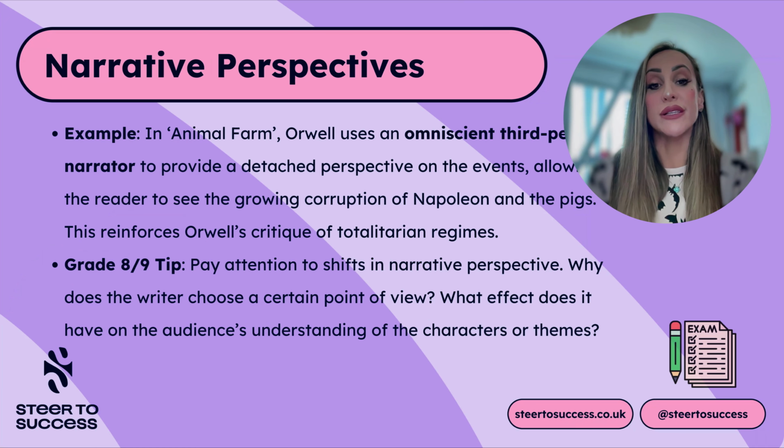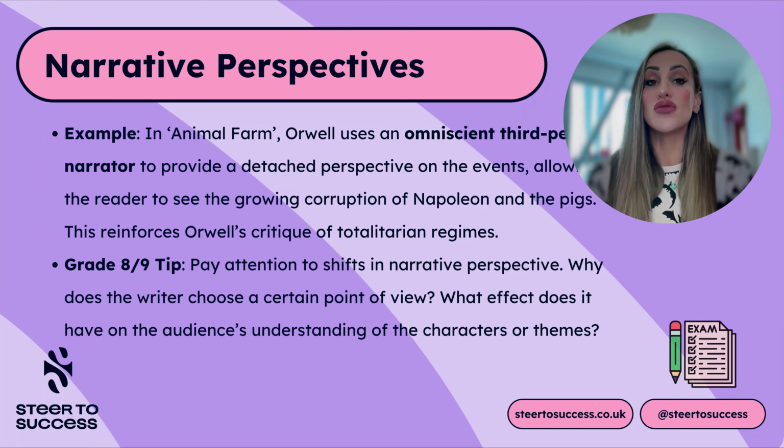So Orwell uses an omniscient third-person narrator, omniscient meaning all-knowing, to provide a detached perspective on the event. So the narrator seems to know everything but is outside the story. And this allows the reader to see the growing corruption of Napoleon and the pigs. And this reinforces Orwell's critique of totalitarian regimes.